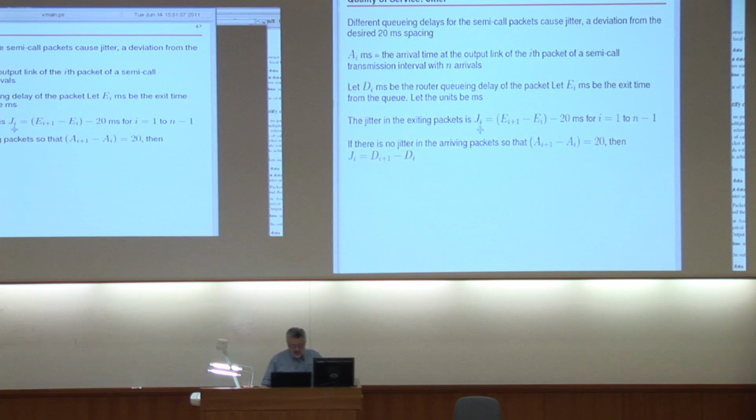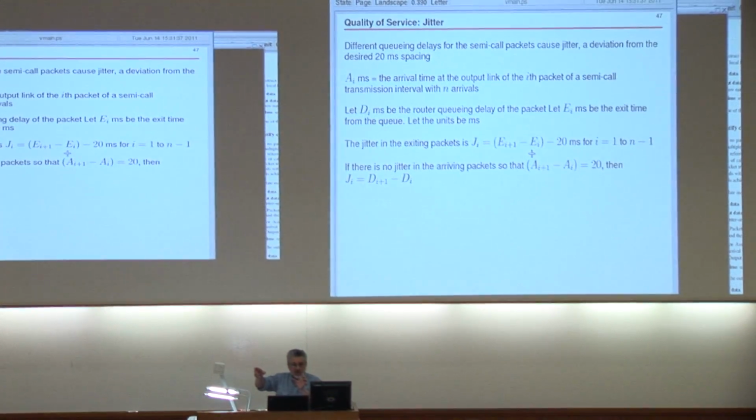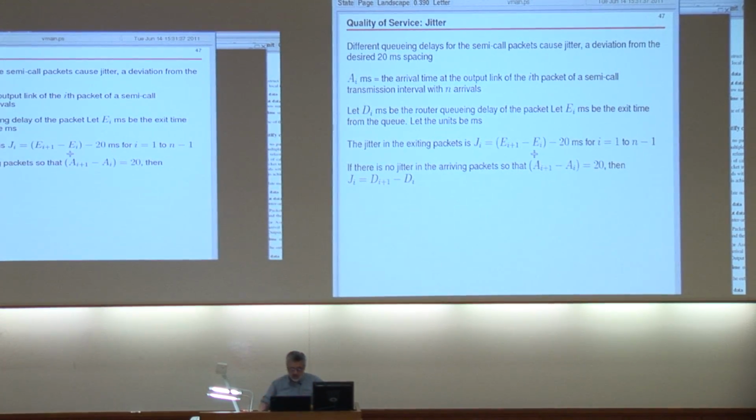The jitter in the exiting packets is J sub i equals E sub i plus 1 minus E sub i, minus 20 milliseconds. So for the interval, you take all packets in the transmission interval. If you have n of them, you're going to get n minus 1 inter-arrival times, and you want those to be as close to 20 milliseconds as possible. So we take that difference and subtract 20 milliseconds, and that's the jitter for i equals 1 to n minus 1.